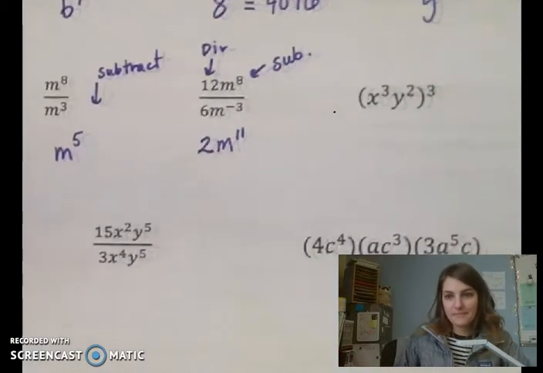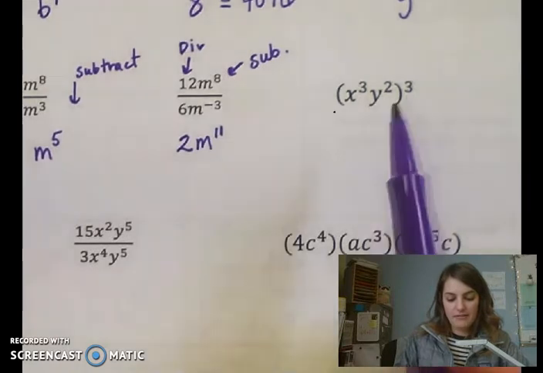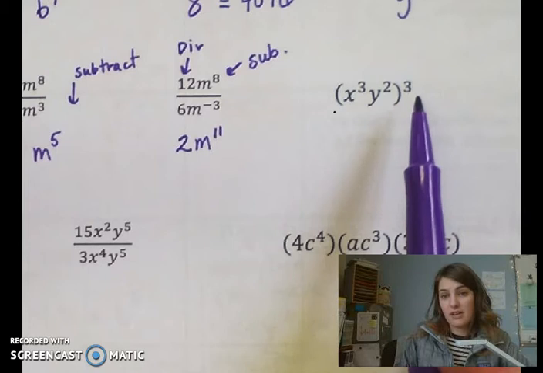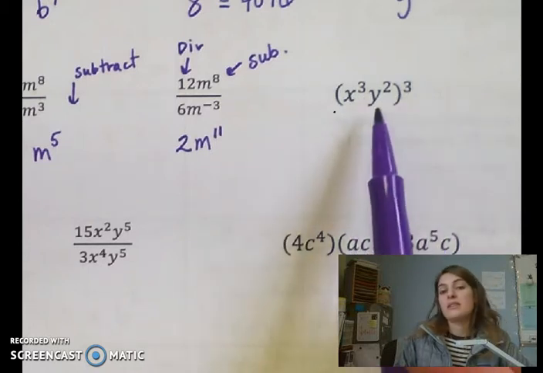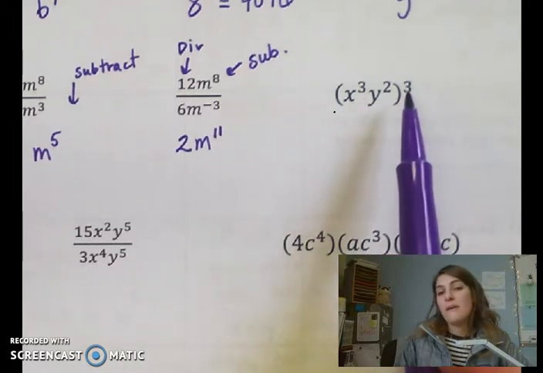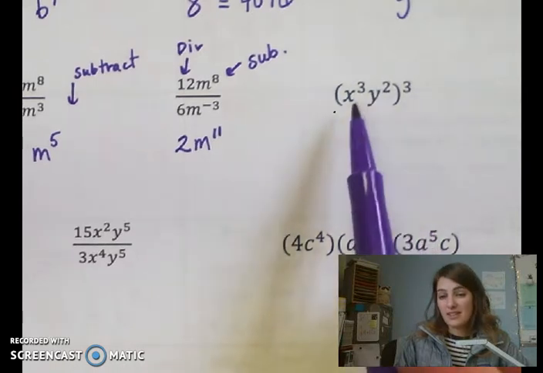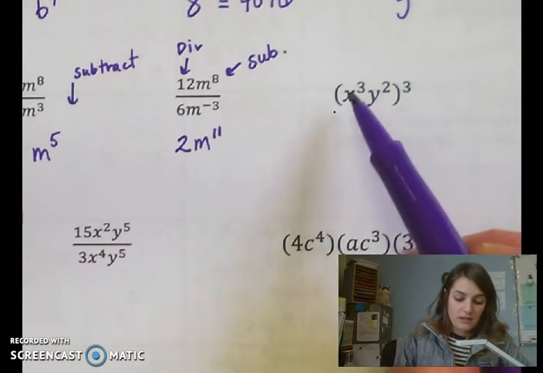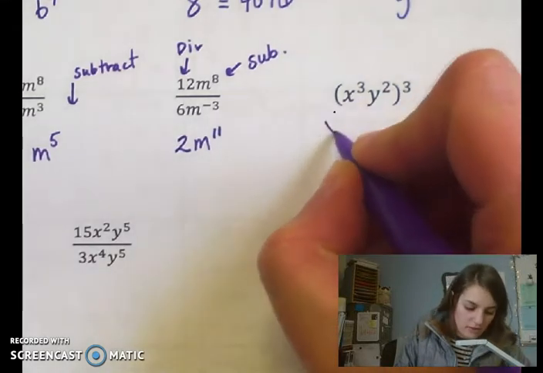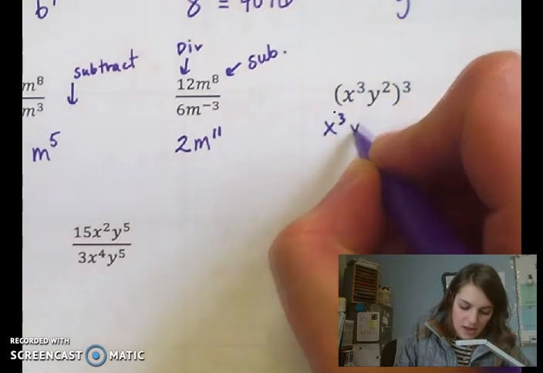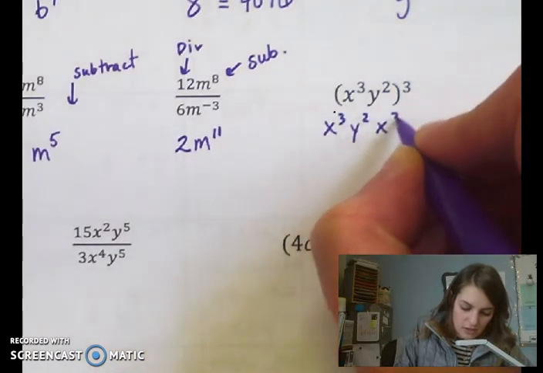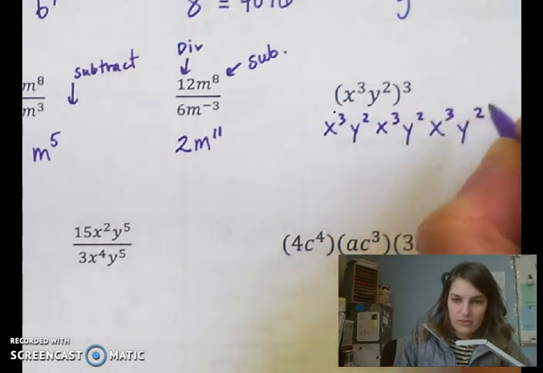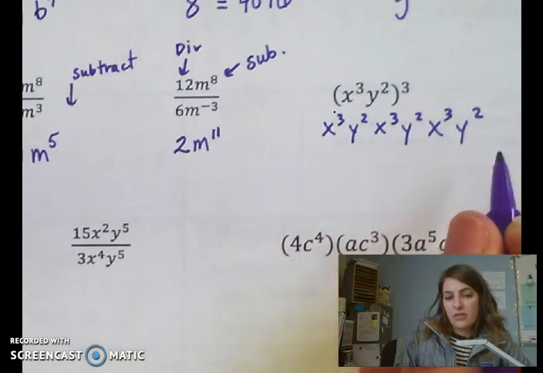Okay. Now we have things inside the parentheses, again raised to the power of 3. When you have things in parentheses that are raised to a power, the power gets applied to everything in the parentheses. Let's write it out. I'll show you. x cubed y squared times x cubed y squared times x cubed y squared. So I've written out what's in parentheses there 3 times.